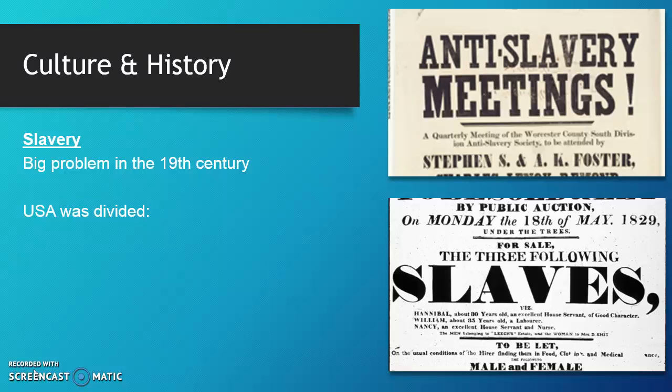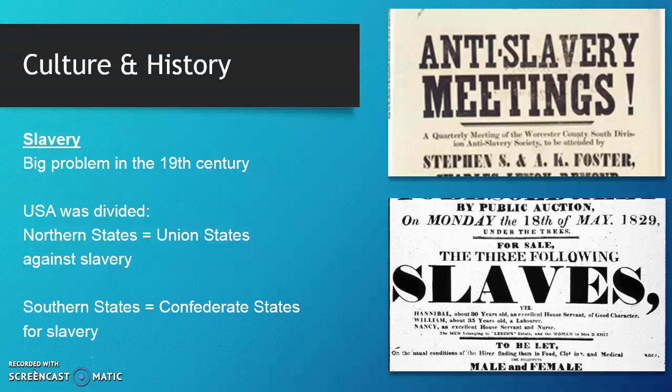A big problem in the 19th century was slavery. By that time, the country had grown and consisted of more states than the 13 it started with, but still it wasn't the full 50 we know the USA to be today. The USA was divided into North and South. The North, also called the Union States, wanted to stop slavery, while the South, the Confederate States, were very much for the use of slaves.